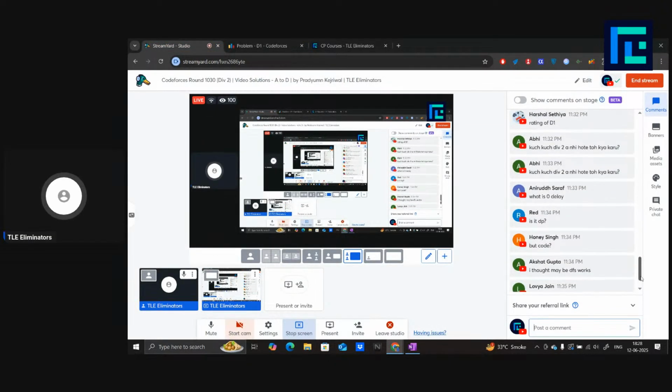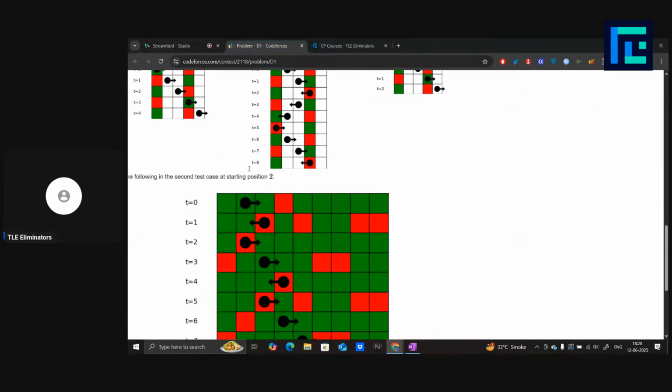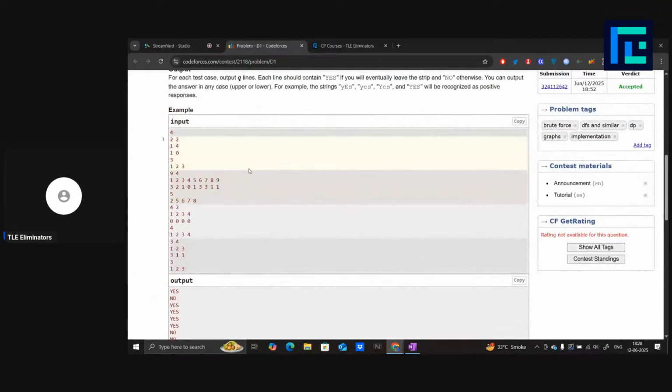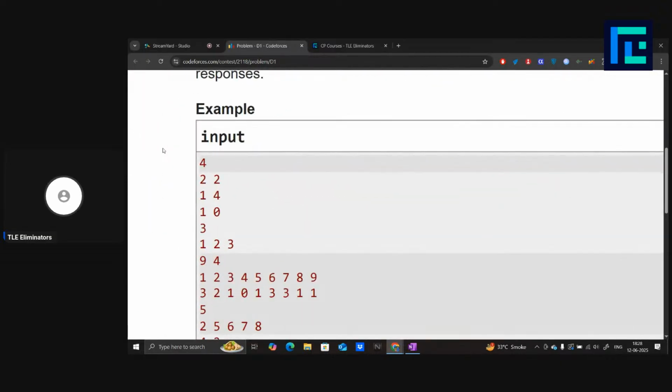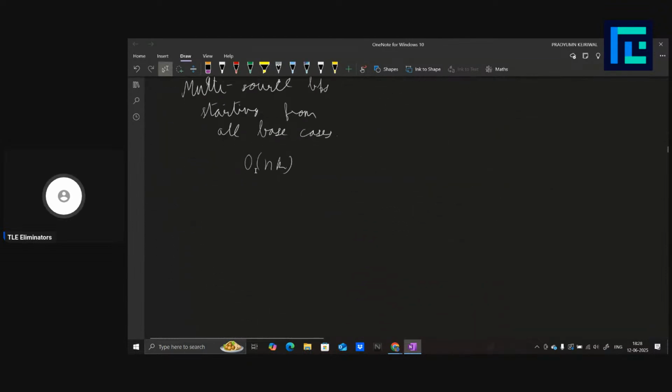So do you guys kind of get it, or should I run it on some test case? Should I run it on this small test case? Do you want me to run it on this to understand it better, or do you get what I explained right here, that recursively you can solve this?